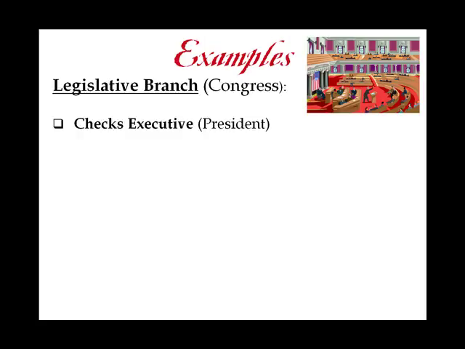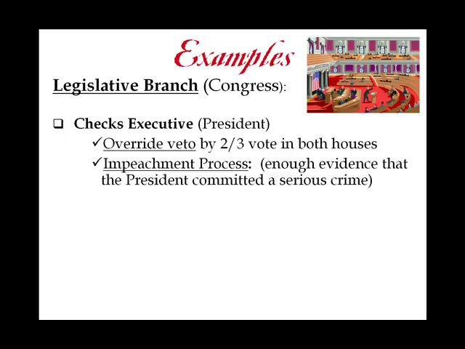Let's take a quick look at the checks that the legislative branch has over the executive and judicial branch. To check the executive branch, the legislative branch has the power to override a presidential veto if 2/3 of both houses support a bill. The legislative branch is also in charge of the impeachment process.